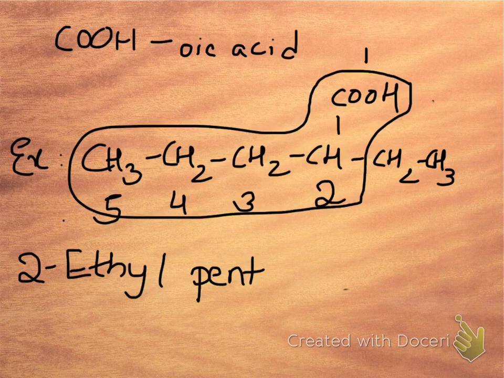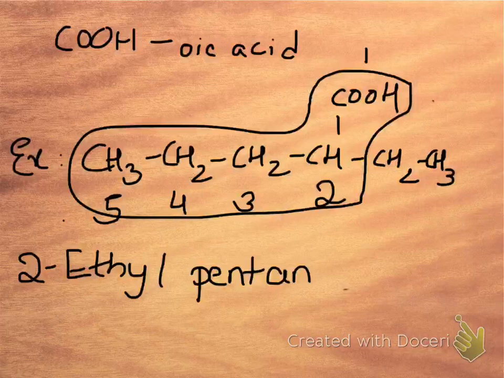Then the primary suffix. What's the primary suffix? Everything is a single bond, so it is ane. Another rule I forgot to mention is that when the secondary suffix starts with a vowel, the E of the primary suffix should be taken out. This means pentane will become pentanoic acid.